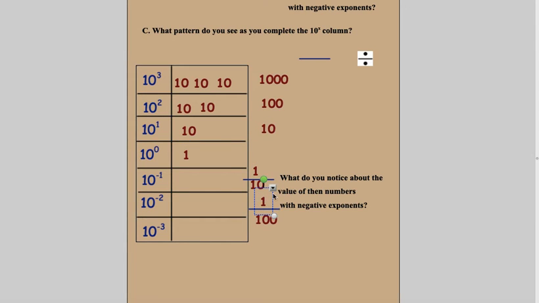How about 10 to the negative third? Hey, drop it to the bottom. That's going to be 1 over 10 to the third. What is 10 to the third? It's 1,000. So I just put 1 on top as my numerator, and my denominator is 1,000.